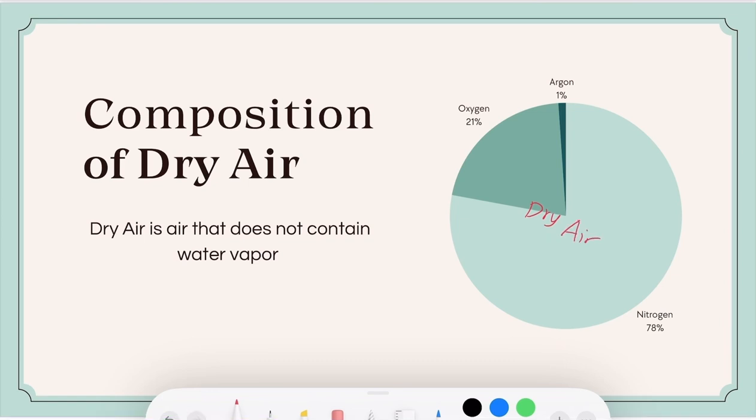Dry air. What does dry air mean? Dry air means that it does not contain any H2O, any water vapor whatsoever, so it does not contain water evaporated in it.